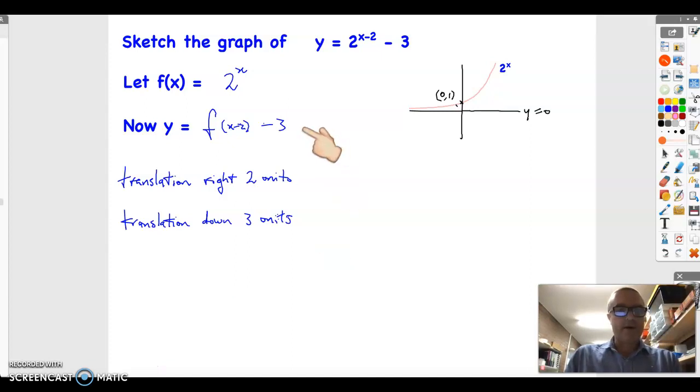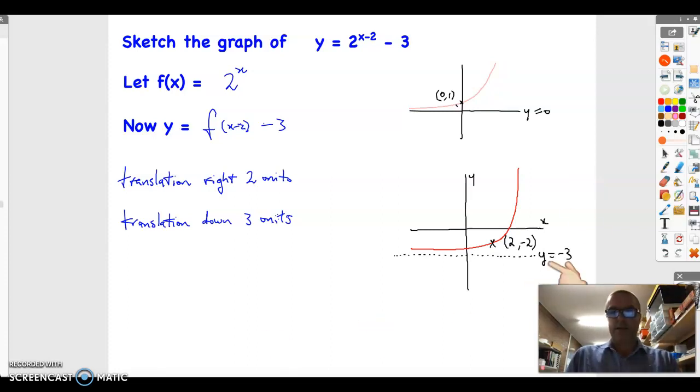Our equation y could be written as f of x minus 2, minus 3. Reading that, we've got two translations: a translation to the right of 2 units, and a translation down 3 units. This is our base function. So let's have a look at what happens to this base function when we translate it right and down.